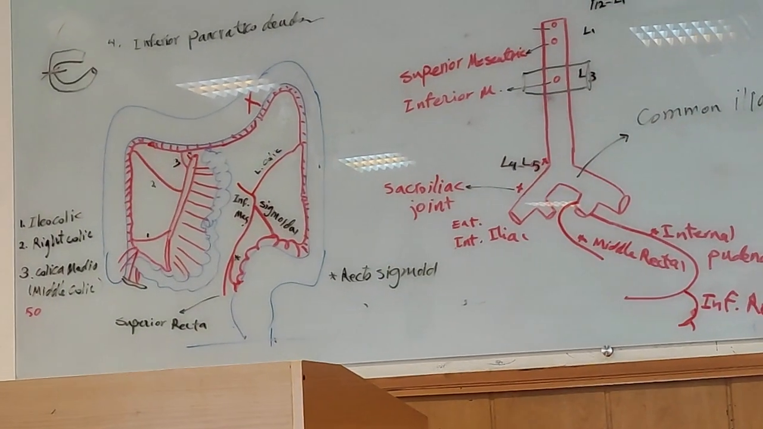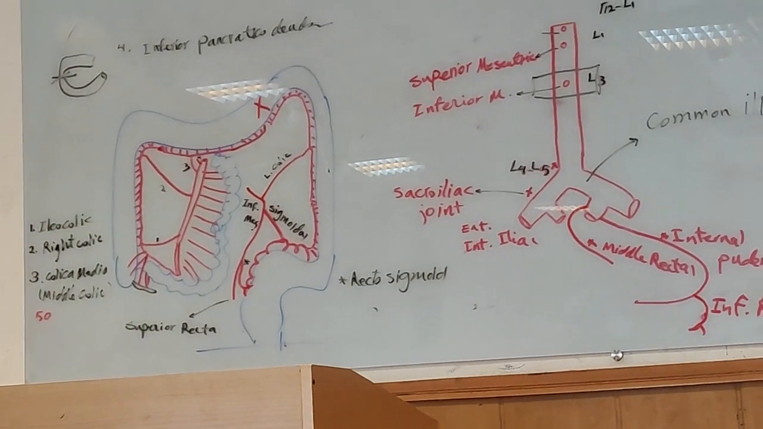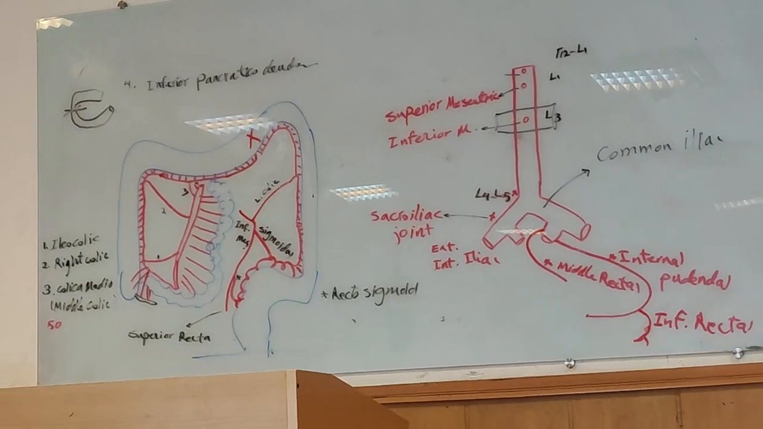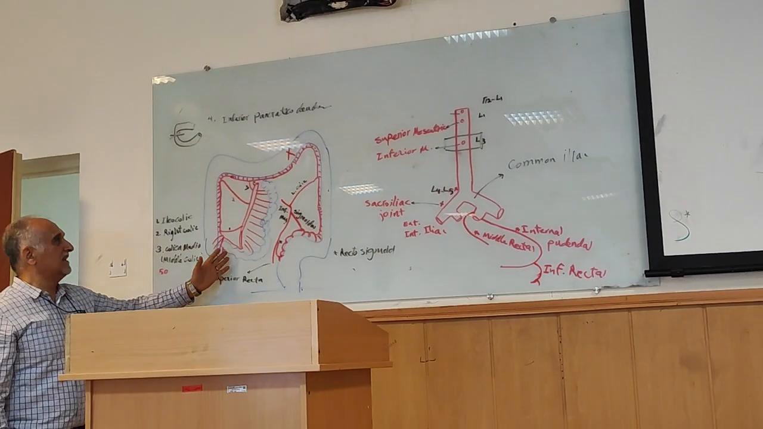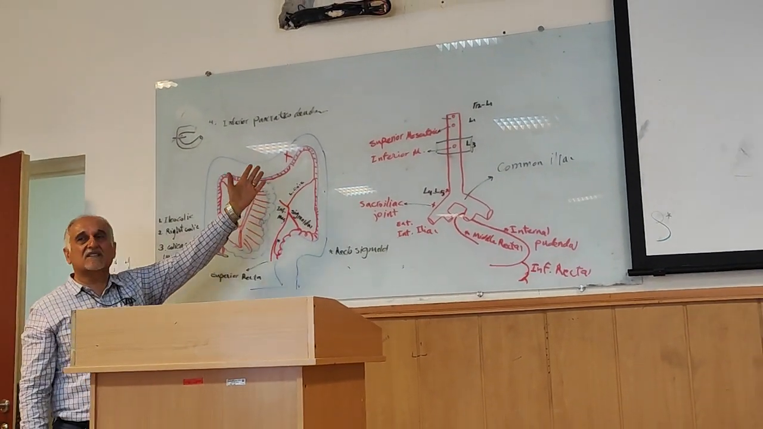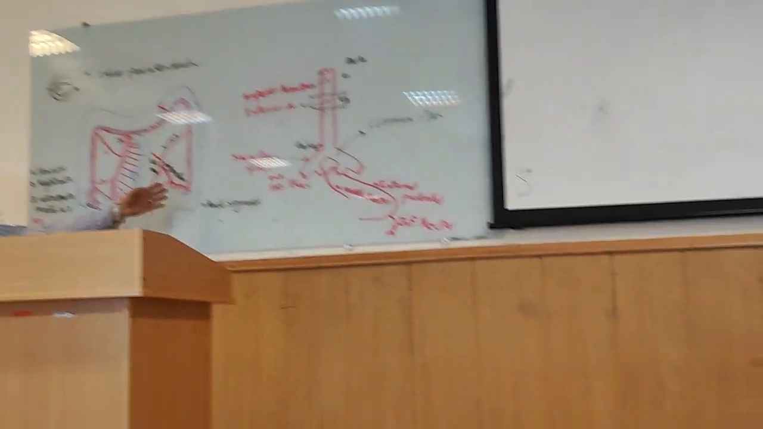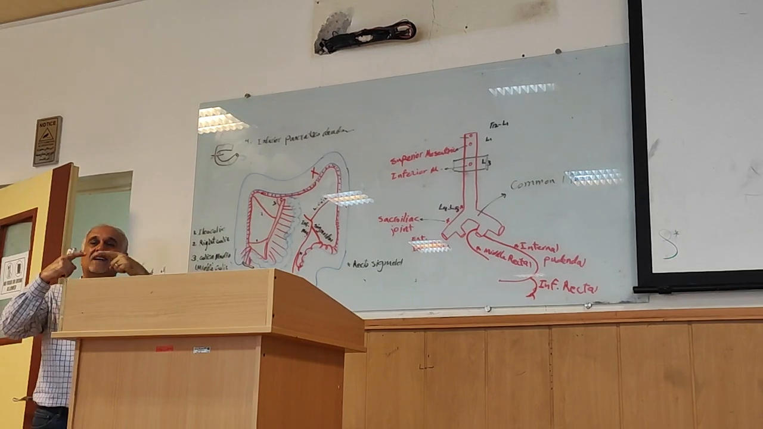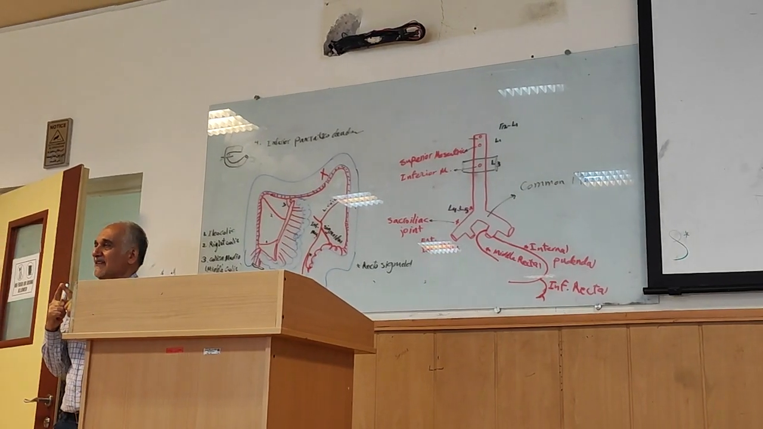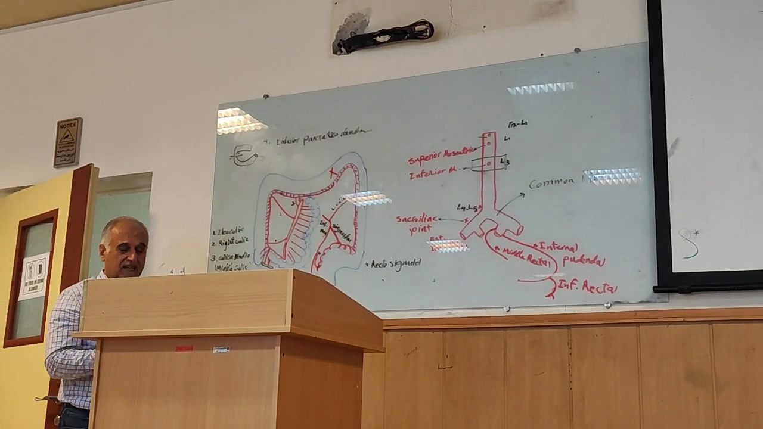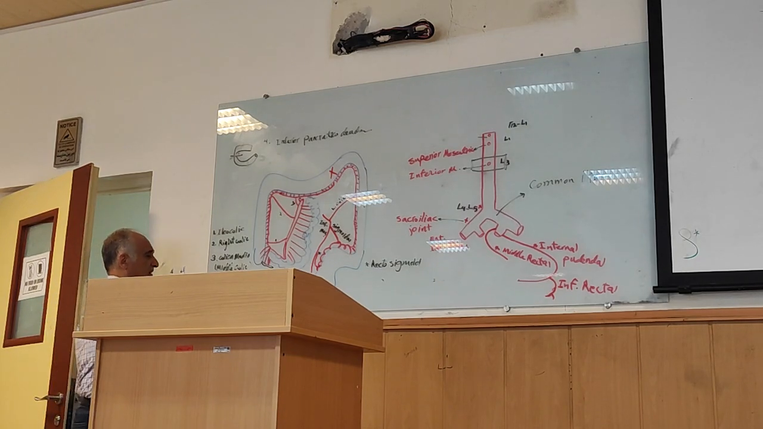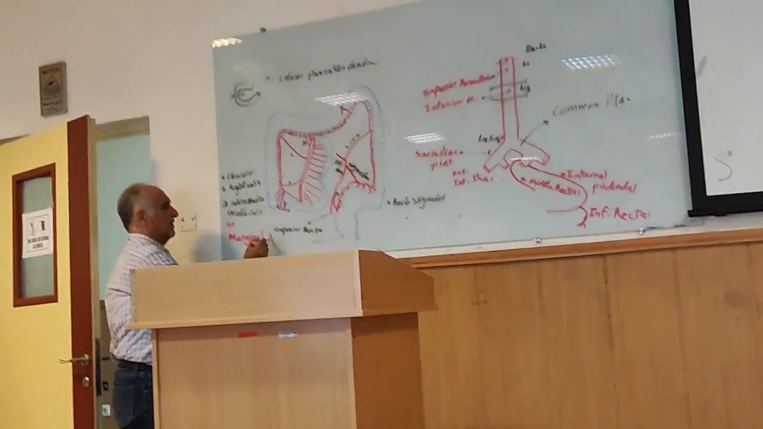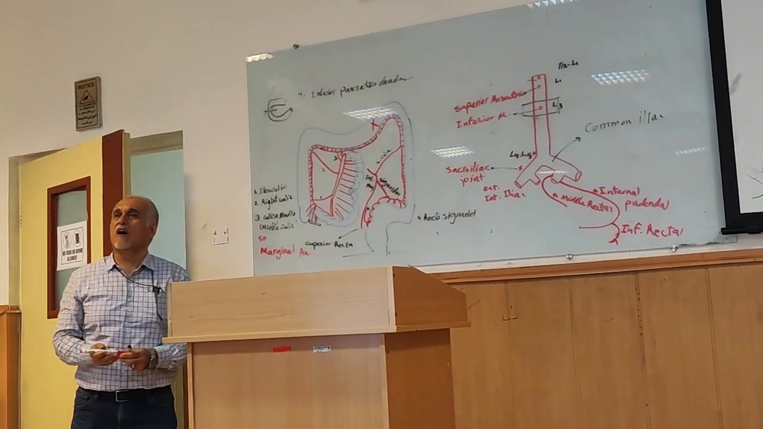And by this, all parts of the small intestine and large intestine are supplied by these arteries, and all of them correspond to each other and make a marginal anastomosis or marginal arch.